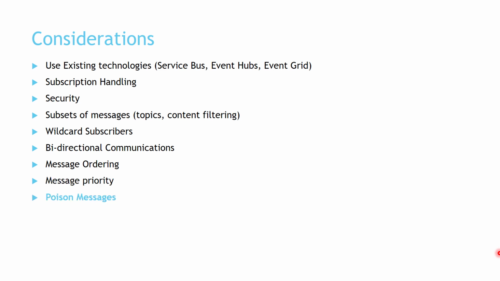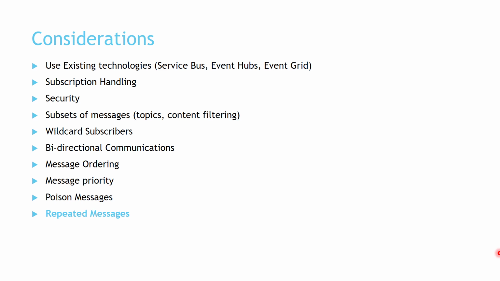Also, you need to handle poison messages in your solution. Poison messages are messages that keep failing over and over until the number of retries is consumed. What you need to do in this case is to deliver these poison messages to a poison queue, so you are freeing the main queue for other messages. A poison queue is already implemented in most cloud message queues, and it's already built into Azure Service Bus queues or topics. Also, you need to handle repeated messages.